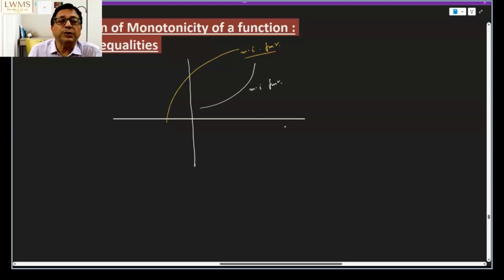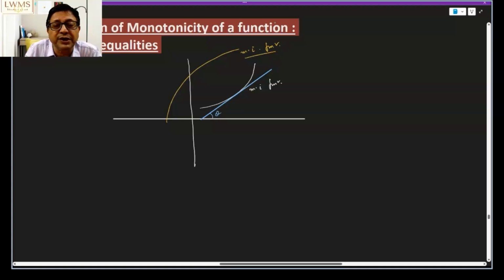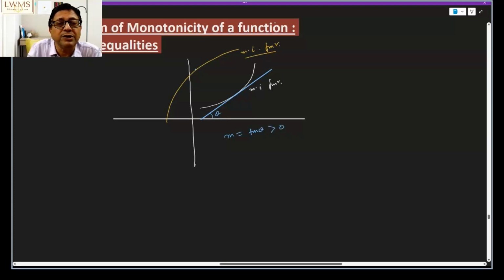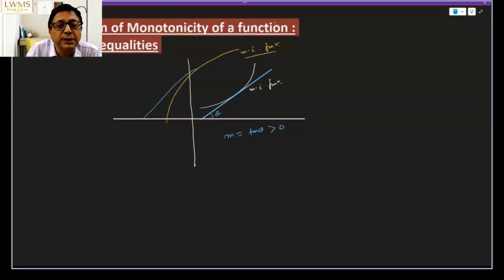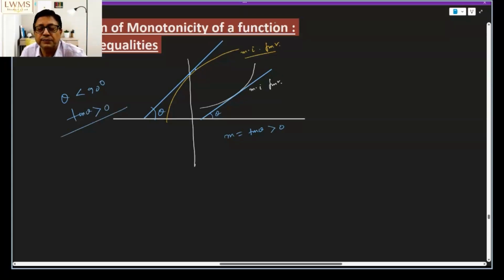Now, if a function is monotonically increasing, at any point, if you plot the tangent to the graph, then the slope of the tangent will be a positive quantity. You draw it here: m equal to tan theta, that is greater than 0. Here also, at any point you draw the tangent. At this arbitrary point, the slope of the tangent, theta, is acute, theta less than 90 degrees, tan theta will be greater than 0 for a monotonic increasing function.